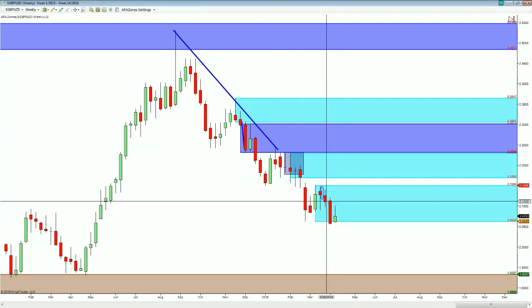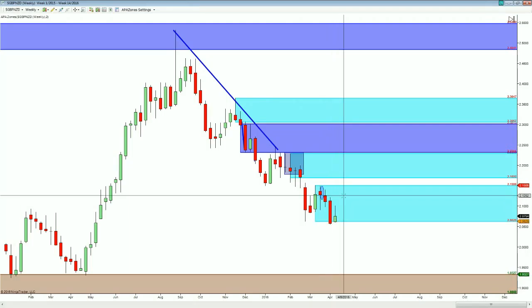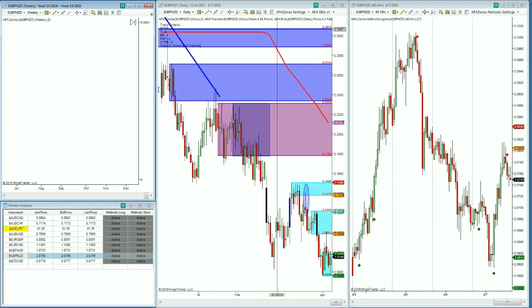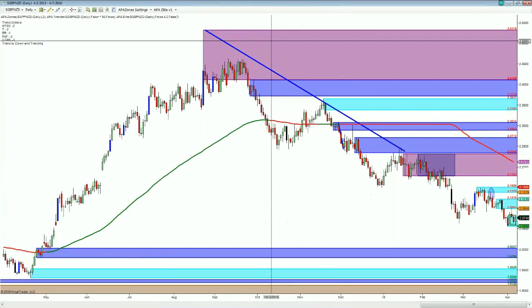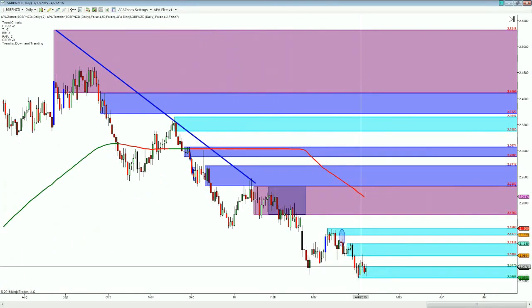This thing's in a downtrend, so I expect price to get back up in the top, more of the top of the zone before we get another sell-off. Let's see what the daily's saying. Let's see what we're looking at on the daily here. We might end up getting a sell-off already.